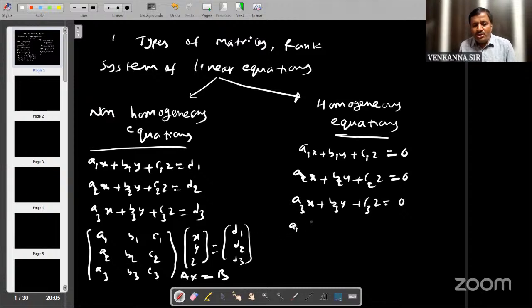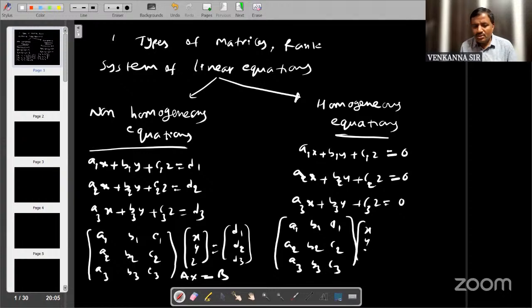Then coming to here, A1, B1, C1, A2, B2, C2, A3, B3, C3 into XYZ is equal to 0, 0, 0. So that is Ax is equal to the null matrix. A is the coefficients matrix, X is the variables matrix, and it is a null matrix. So these are the matrix forms of the equations.